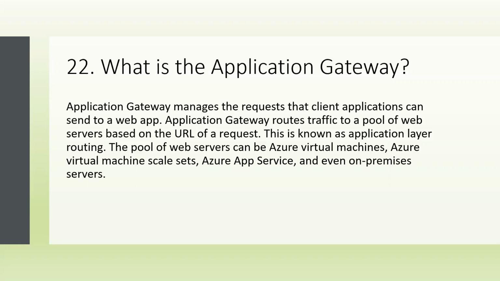Application Gateway manages the requests that client applications can send to a web app. Application Gateway routes traffic to a pool of web servers based on the URL of a request. This is known as application layer routing. The pool of web servers can be Azure Virtual Machines, Azure Virtual Machine Scale Set, Azure App Service, and even on-premises servers.